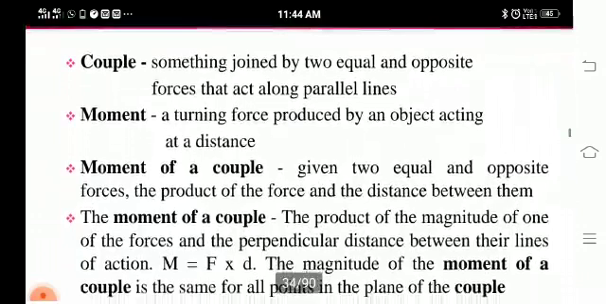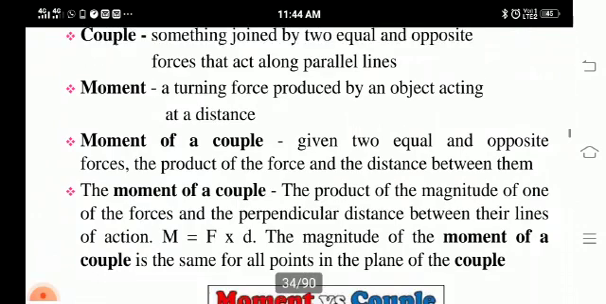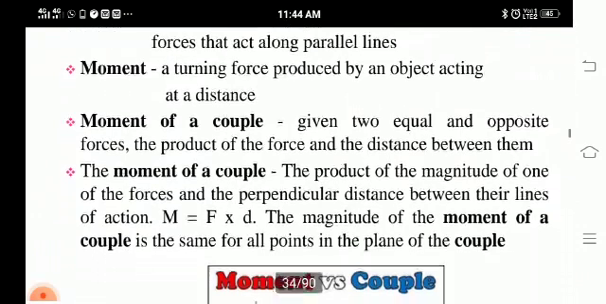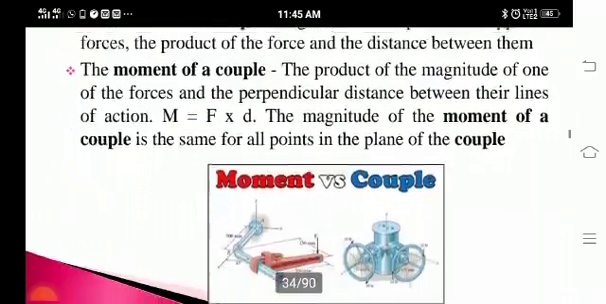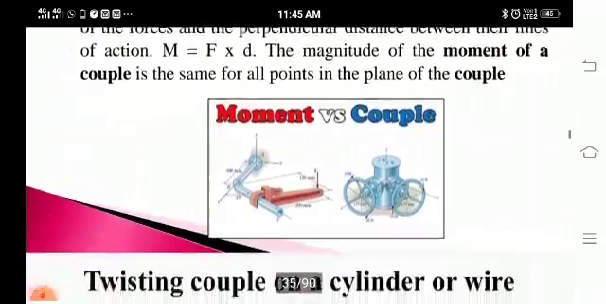What is moment? It is a turning force produced by an object acting at a particular distance. So, the moment of a couple, given two equal and opposite forces, is the product of the force and the distance between them. The moment of a couple is the product of the magnitude of one of the forces and the perpendicular distance between their lines, where F into D is the moment of couple. Here we can see the difference between moment and couple.